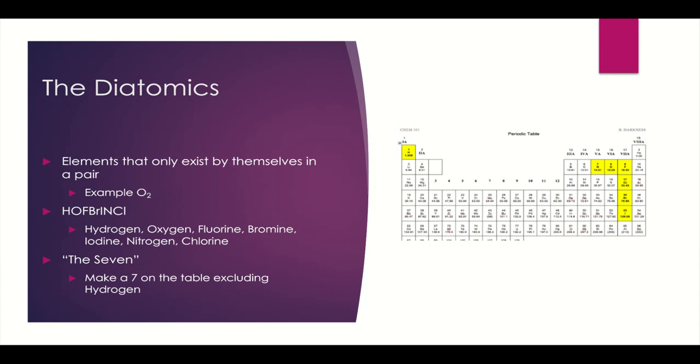So a way to remember them is Hofbrinkel. Okay, H for hydrogen, O for oxygen, F for fluorine, Br for bromine, I for iodine, N for nitrogen, and Cl for chlorine. If you notice, there are 7 of them. I like to call them the 7 because if you look at the picture on the right, on the periodic table, they make a 7, except for hydrogen. You just got to remember that hydrogen's up there to the top left. Okay, so I like to think of them as the 7.